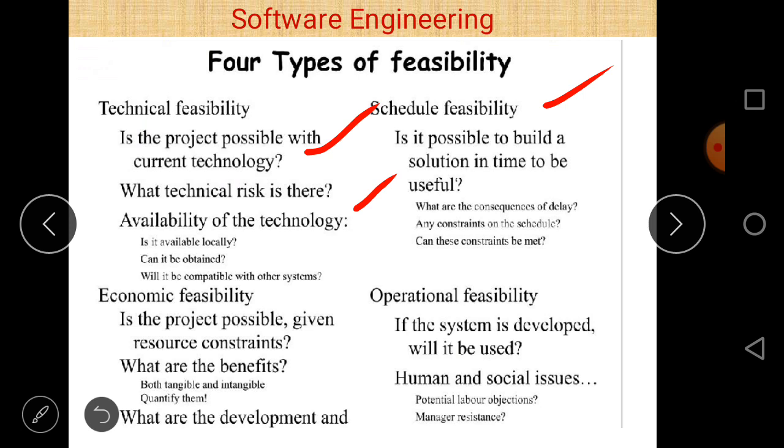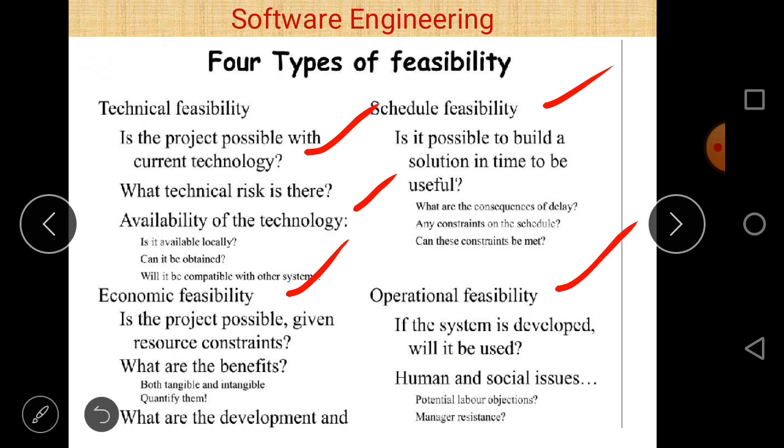then it contains schedule feasibility. Third is economical feasibility. Economical feasibility means: is the project possible given resource constraints? What are the benefits? So we have certain resources, and if we make software using these resources, then we can say that it is economically feasible, or if there is benefit, then we can also say that it is economically feasible, otherwise it is not economical.